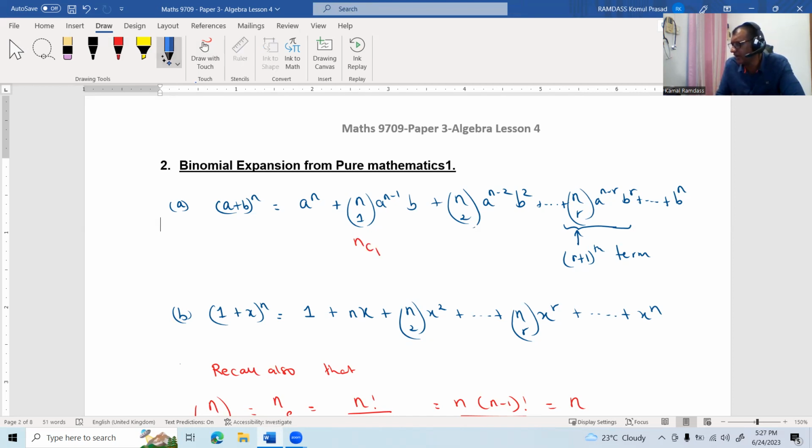Plus nC2 a to the power of n minus 2 b square. Nous trouvons que the power of a, il peut diminuer jusqu'à 0. Ici, c'est a to the power of 0. OK? And the power of b, il commence b to the power of 0, which is equal to 1. Et de là, il peut augmenter jusqu'à b to the power of n. Et ces coefficients là, c'est nC1, nC2, nCr, for the r plus 1 term. nCr a to the power of n minus r, b to the power of r.